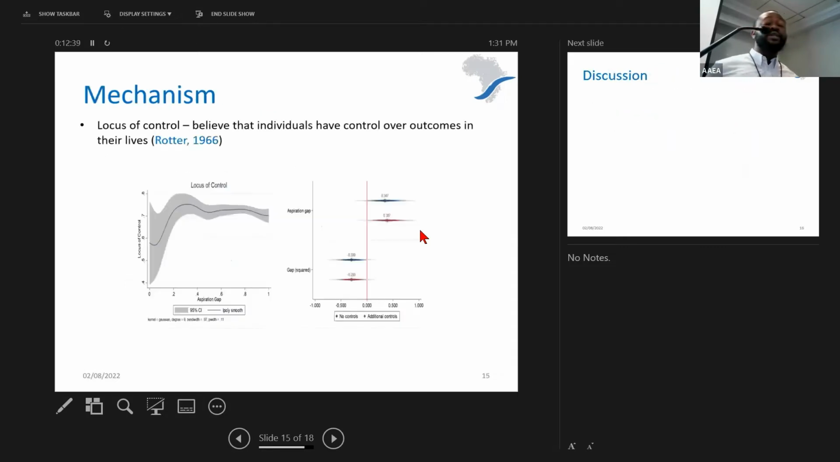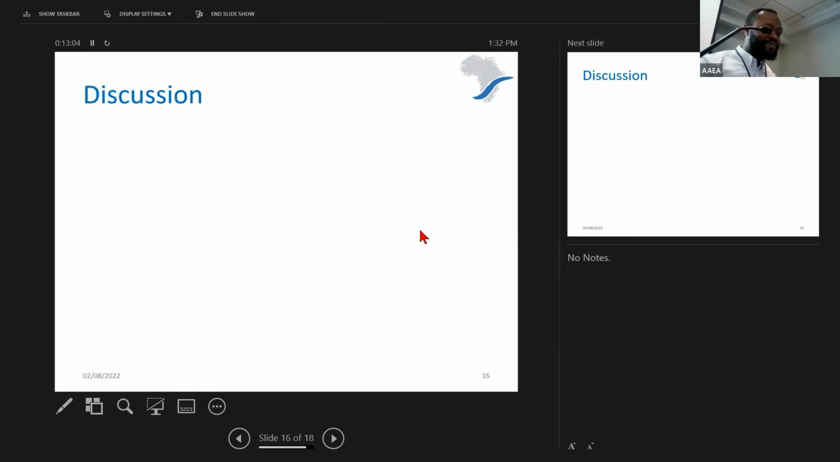So, for the mechanism, we tested locus of control, which is defined as the belief that individuals have control over outcomes in their lives. We could see that yes, it could be a mechanism explaining the results, because we also see a reduction in the locus of control. I just presented the results, but we did a lot of interactions with locus of control. We did direct effects, and I couldn't present all of this because of time.